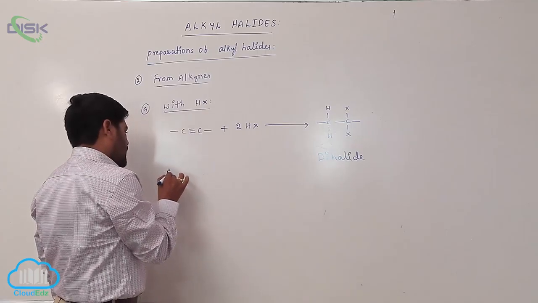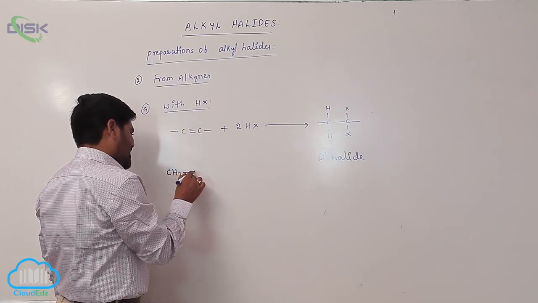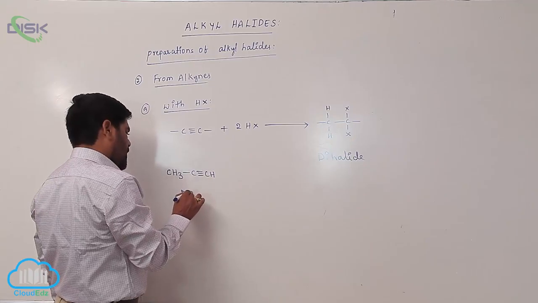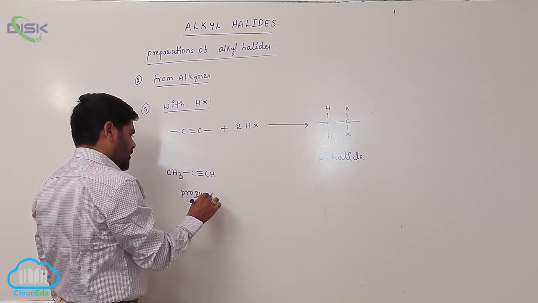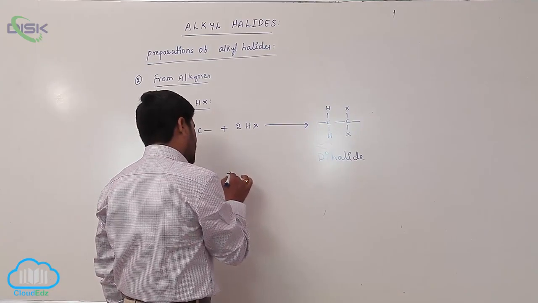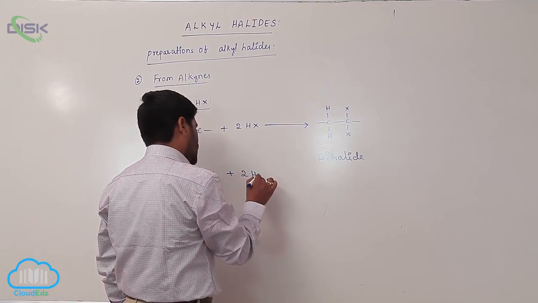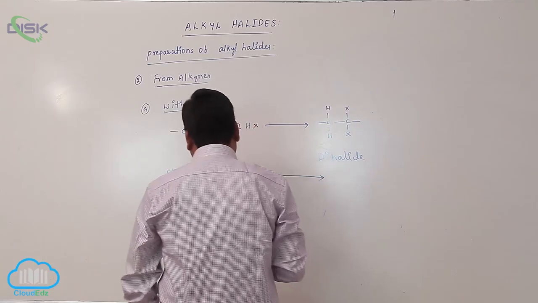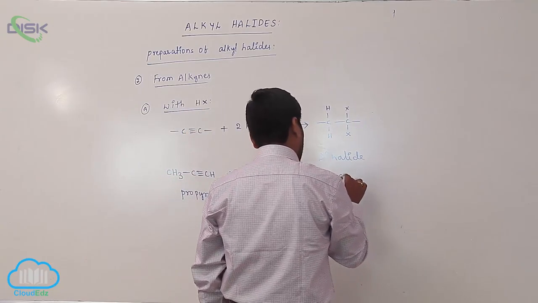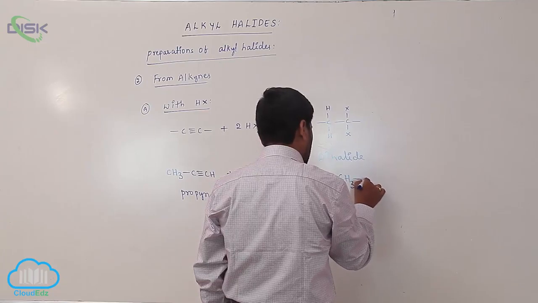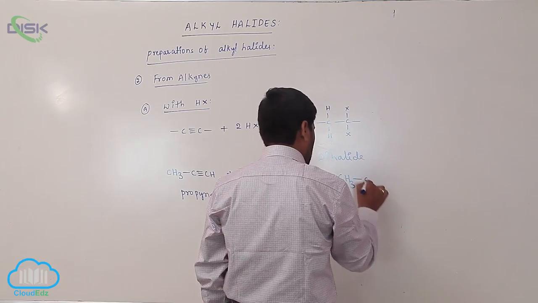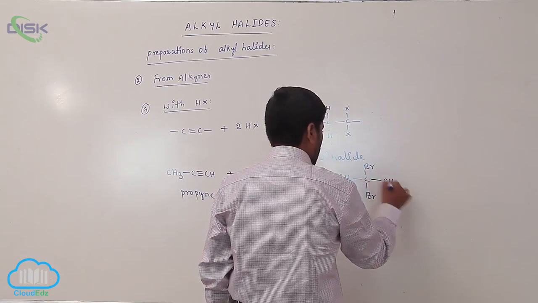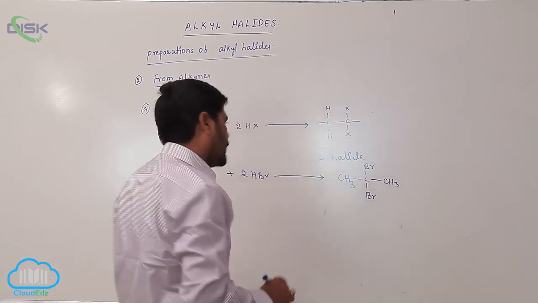For example, CH3, C triple bond H, this is known as propyne. When propyne reacts with 2 moles of hydrogen bromide, it is always Markovnikov addition that takes place, Br. Okay.